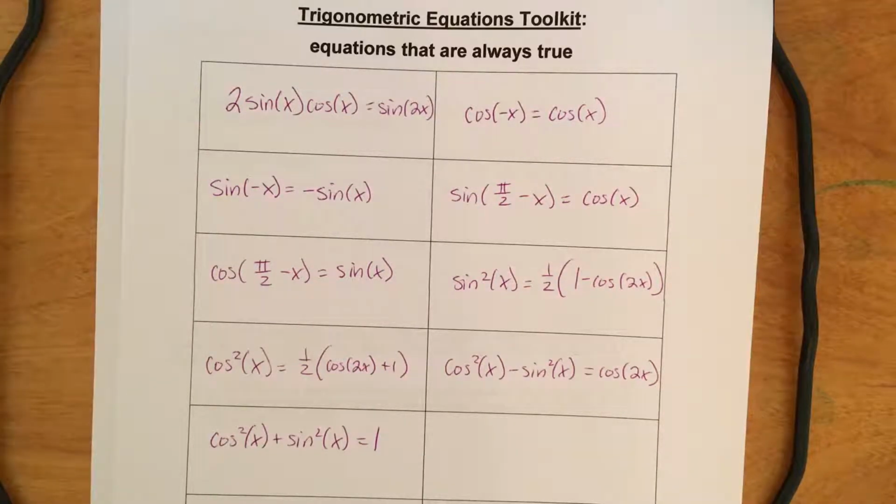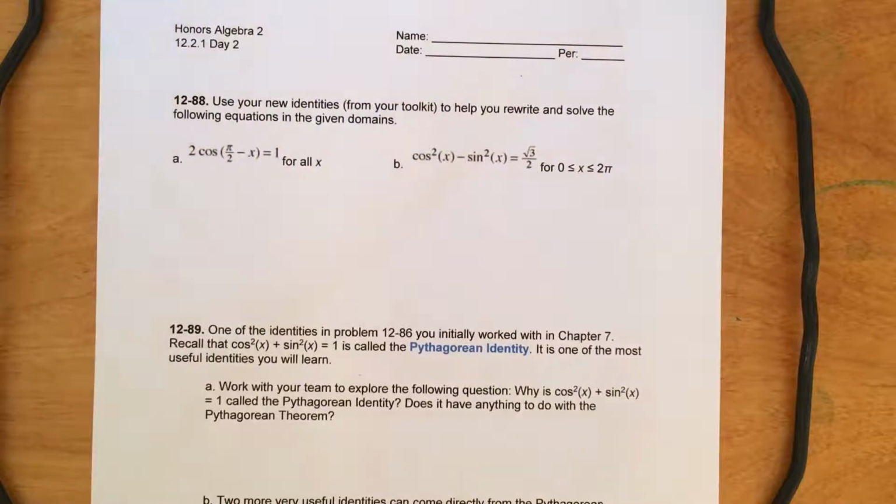And actually, this is about what the rest of the year is going to be about. So all these, proving these trig identities and using this toolkit. So make sure to just double check right now that they're all correct. Okay, so we're going to be referencing that a lot. So question 12-88, it says use your new identities from your toolkit to help you rewrite and solve the following equations in the given domains.